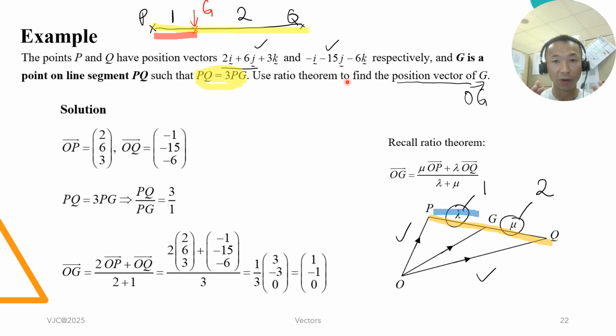And I really want all of us to be familiar with how to use the ratio theorem, because the next example will maybe be a little bit more difficult.